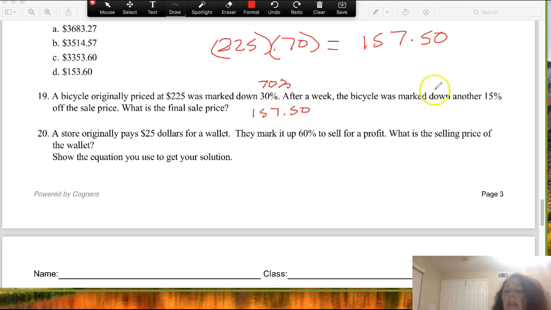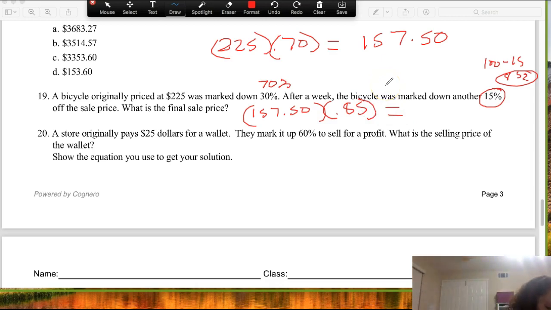157.50. Okay. Now I'm going to mark it down another 15%. So I can multiply this by 0.15 and then subtract it off of this. Or I can just go, if I'm marking it down 15%, I'm actually paying 100% minus 15%, which is 85%. I'm actually paying 85% of this. So I'm going to multiply this, turn it to a decimal, move over 2 spots, 0.85. Okay. So 157.5 times 0.85 is going to give me 133.875. I'm going to round that up to 133.88. And that would be my actual final sale price.